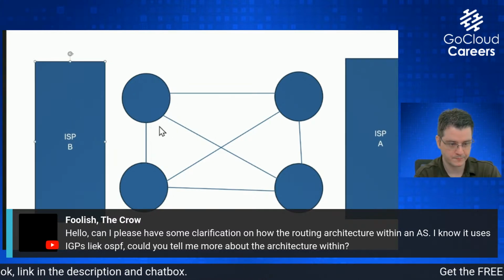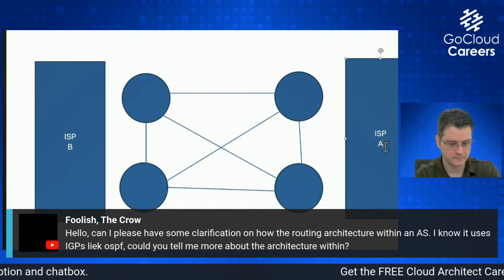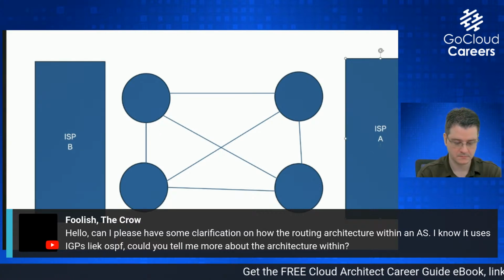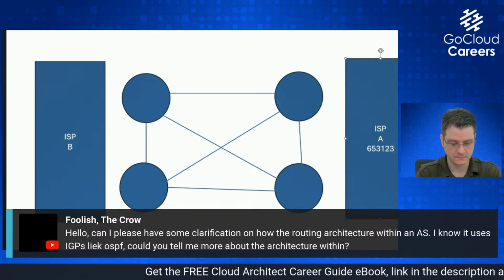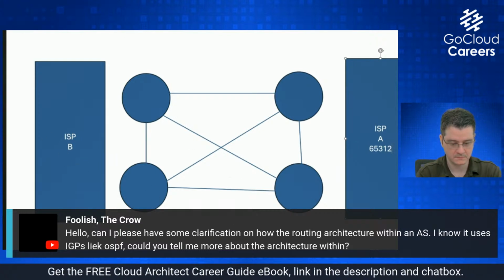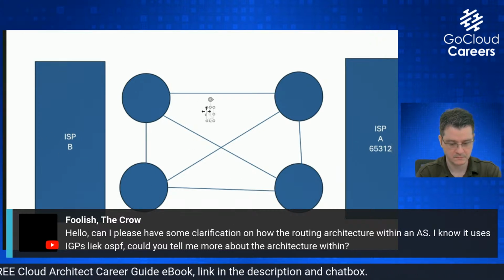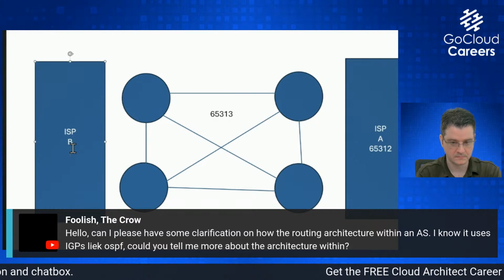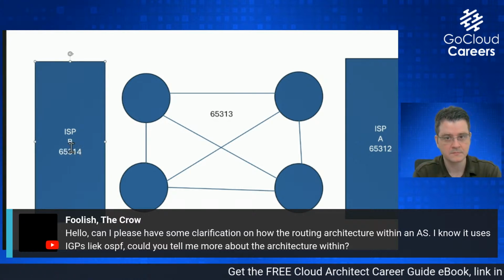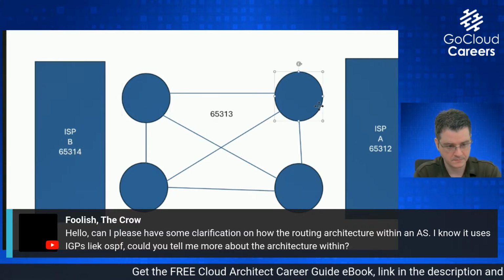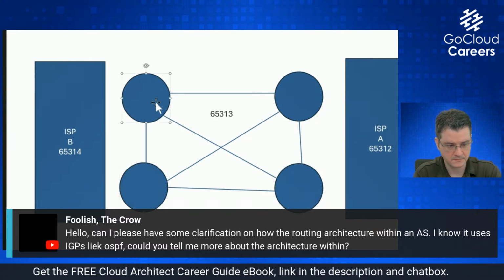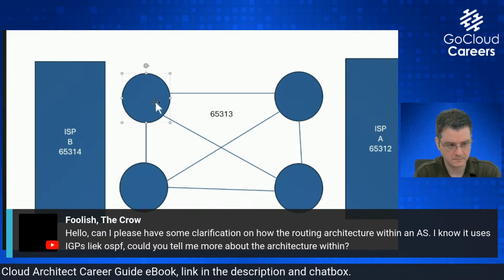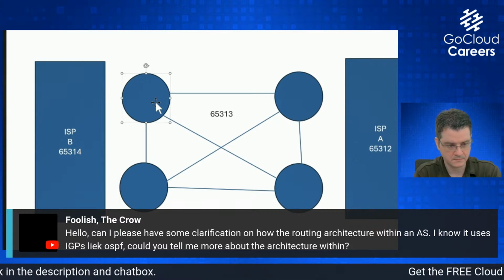Okay, so in a traditional world, let's use AS 65312, just for argument's sake, 65313, and 65314. So in this environment, note we have 4 routers. And the interior gateway protocol OSPF will basically tell each router how to reach all the links in the network.